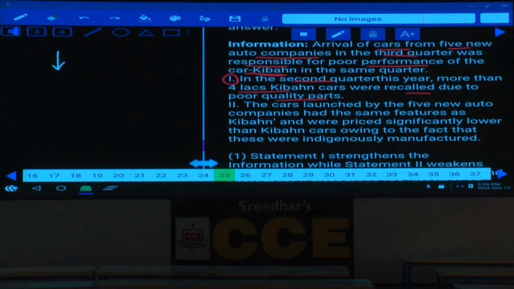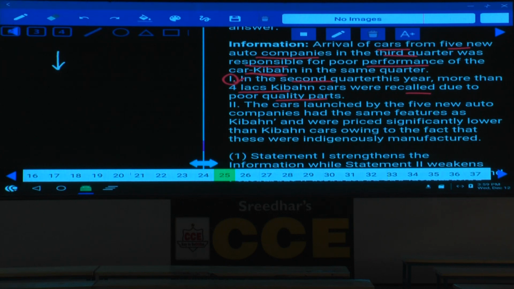The statement is that the car sales is coming down. Here it is claiming the reason why the car sales is coming down. Then the next one, the cars launched by the 5 new auto companies had the same features as Kiban. If features were the same, then the sales should not come down, isn't it? And they were priced significantly lower than Kiban, though the features were the same, the price is very, very less. As the price is very less, hence the car sales are coming down.